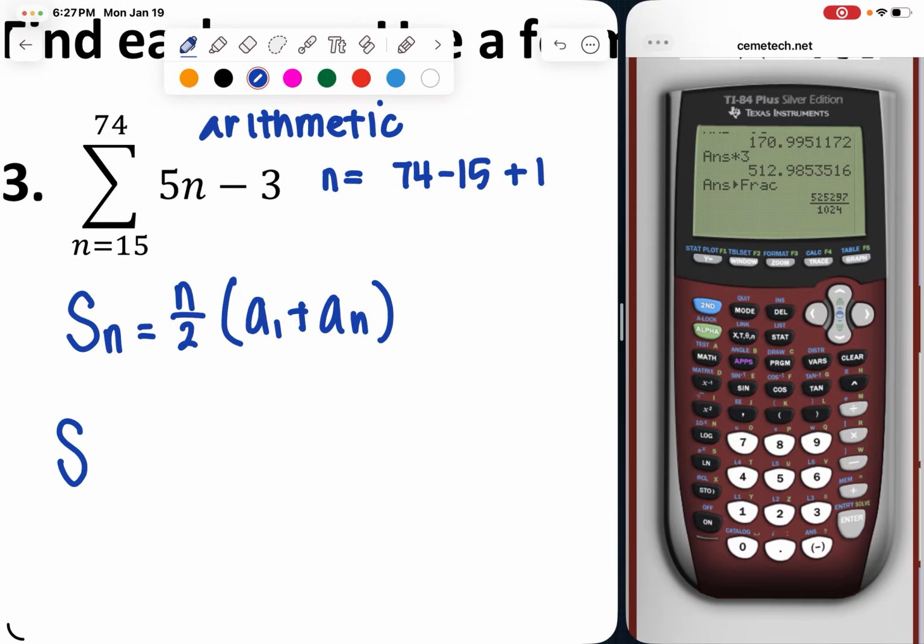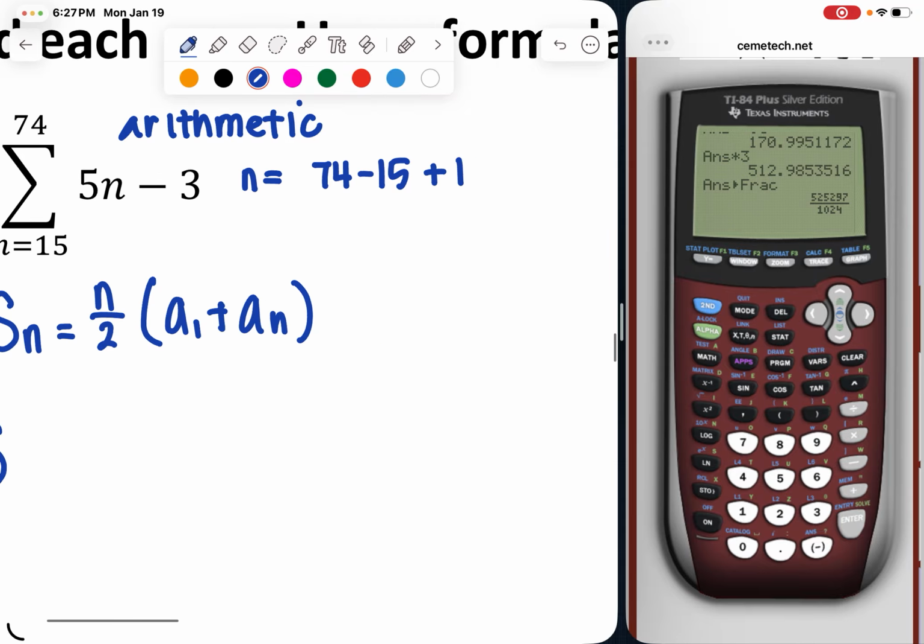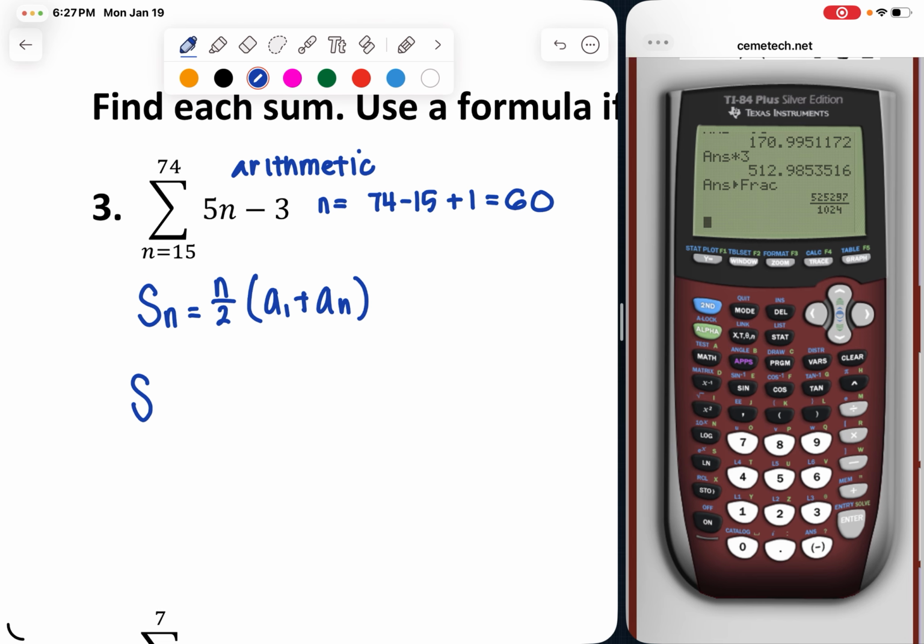n is equal to 74 minus 15 plus 1. So 74 minus 15 is 60. I thought it was not correct for a second, but it's correct. Okay, so there's 60 terms. So I'm finding the sum of, not the first 60 terms, but the sum of 60 terms.